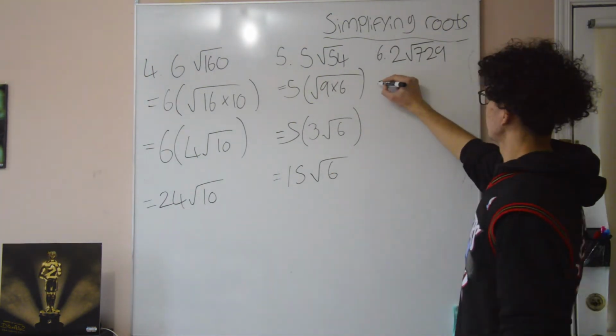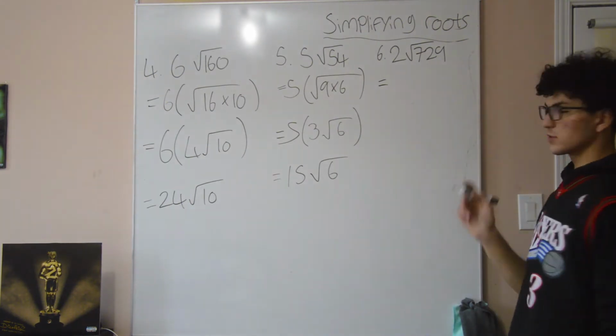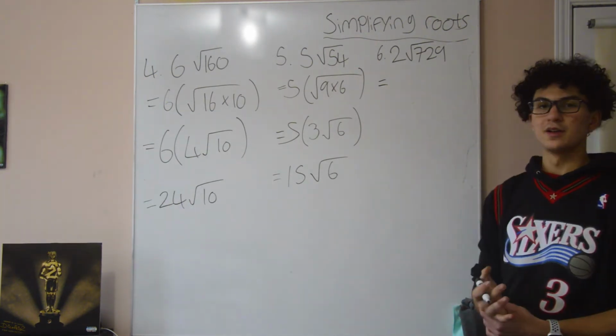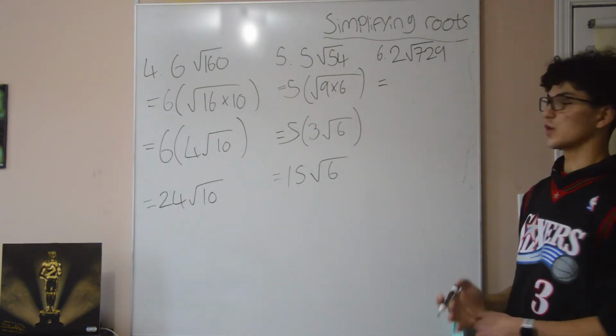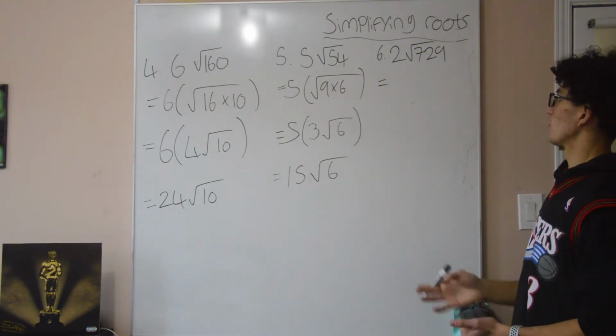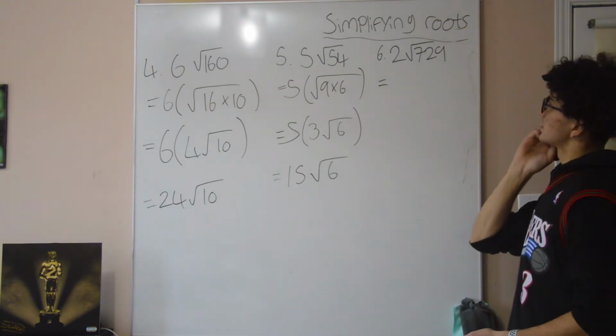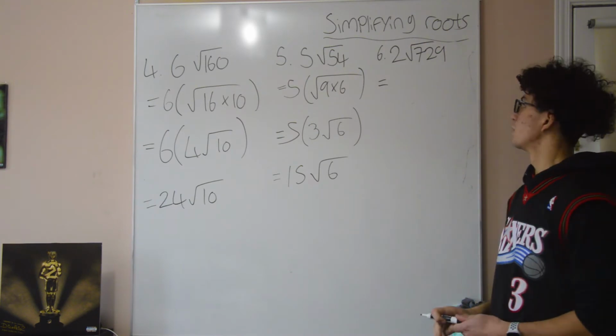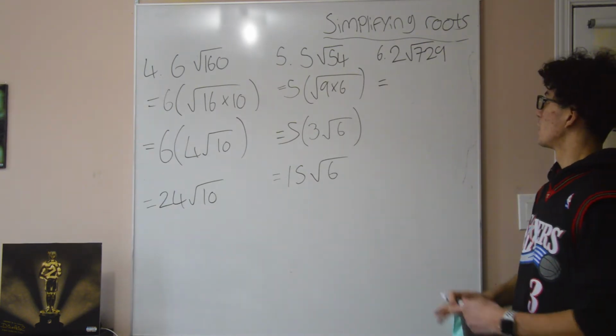Moving on, we have this one. Now, this one is a little bit different because you might not see it right away. So, let's try to look for it. Square root of 729. Well, we know what that is, actually. It's 27.